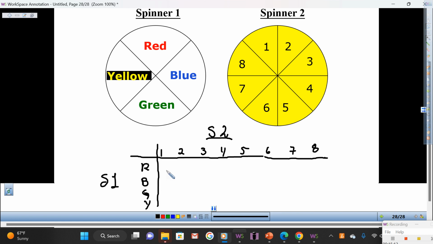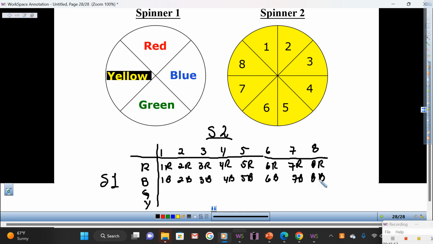So combinations. 1 red, 2 red, 3 red, 4 red, 5 red, 6 red, 7 red, 8 red. Yes. 1 blue, 2 blue, 3 blue, 4 blue, 5 blue, 6 blue, 7 blue, 8 blue. And I heard a conversation earlier, they were saying, isn't it the same for all of them? Yes, it's the same for all of them.